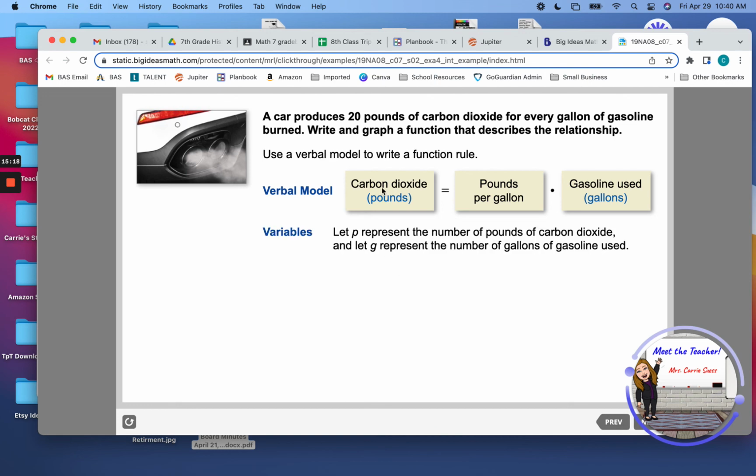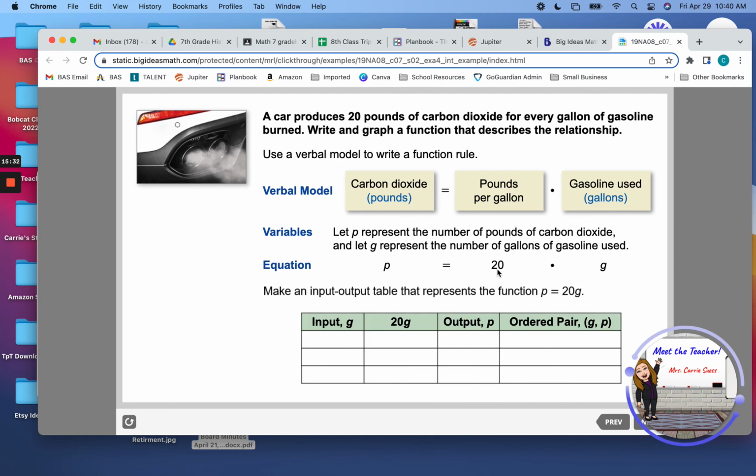Okay, so P for pounds, G for gallons, that makes sense? Yes. So our equation is P equals a number times gallons. Well, it says it uses 20 pounds for every gallon, so that's why you put a 20 there. So P equals 20G. See it right here? So that's the equation we've put. It says write and graph it. So now we just need to graph it.